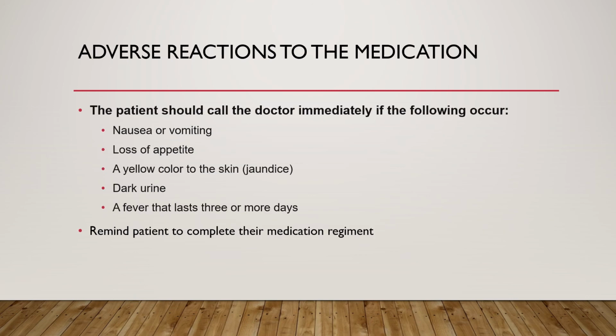So, adverse reactions to the medication. The patient should call the doctor immediately if the following occur: nausea or vomiting, loss of appetite, a yellow color to the skin, which is jaundice, dark urine, and a fever that lasts 3 or more days. And again, please remind the patient to complete their medication regimen.